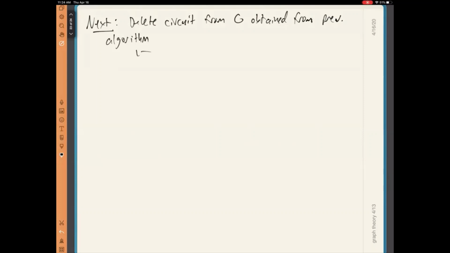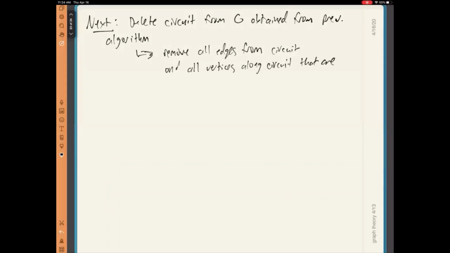Right, and so you have to be a little careful when you talk about deleting things from a graph. So what do I mean? I mean remove all the edges from the circuit, and also all vertices along the circuit which were not incident with other edges, right? That were not on the path, right? So I only want to remove vertices that are not incident with edges not on the circuit.